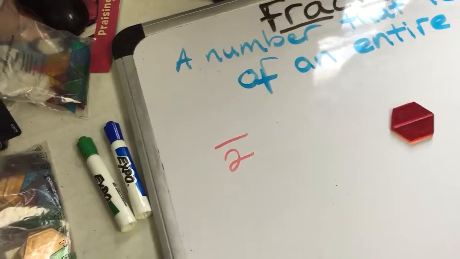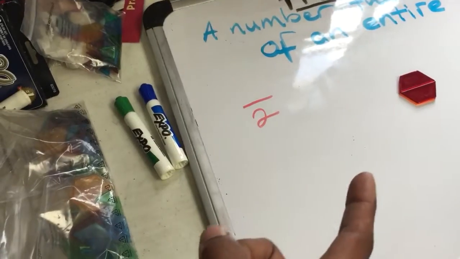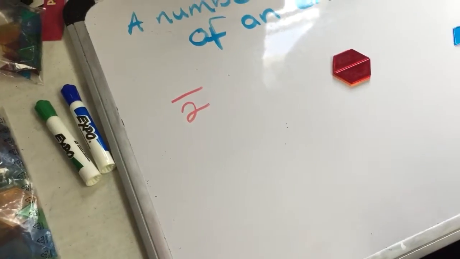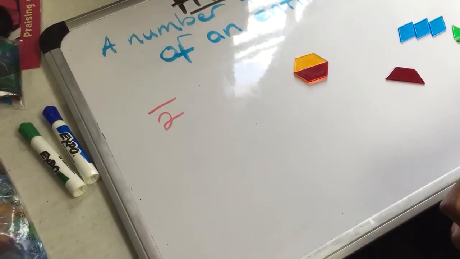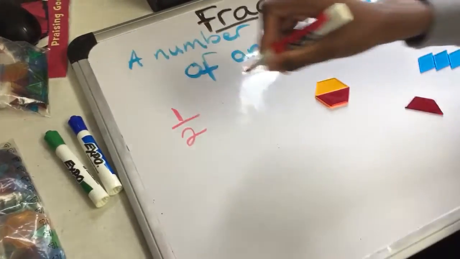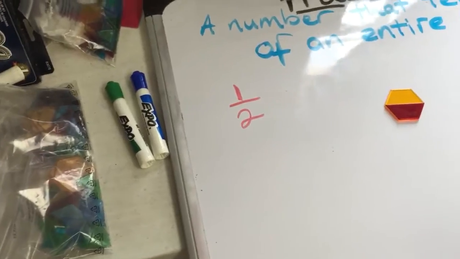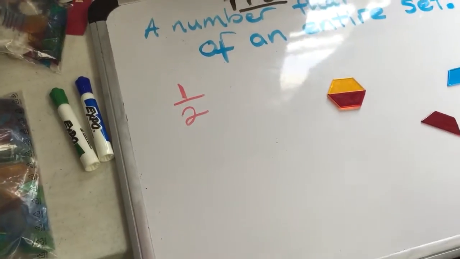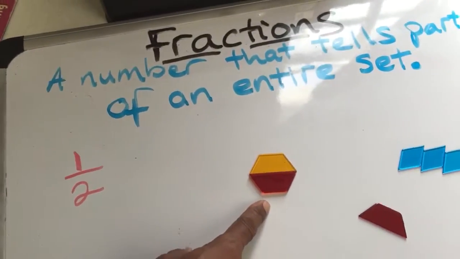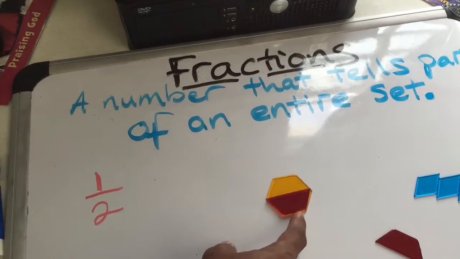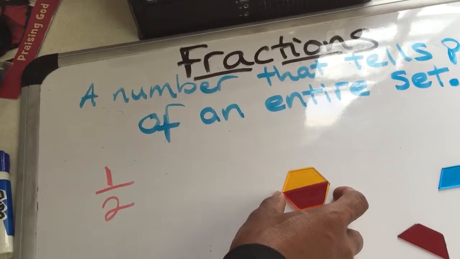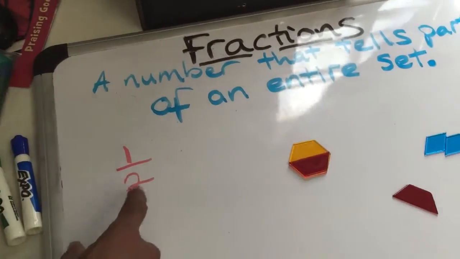So what would a fraction look like if you have 1 red piece? It'll be half. What would the fraction look like? 1 over 2. Right, 1 over 2. So that means that 1 of the 2 pieces is being used. So this is half of a whole, 1 out of 2.